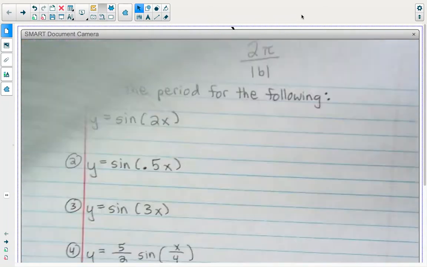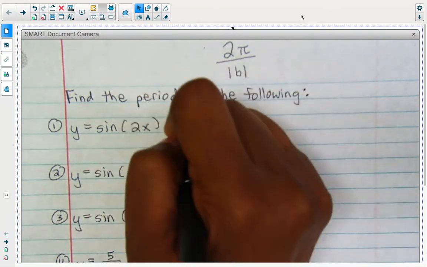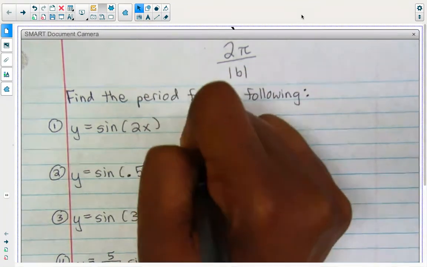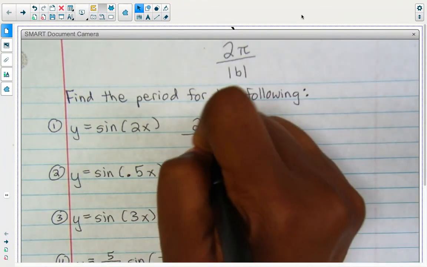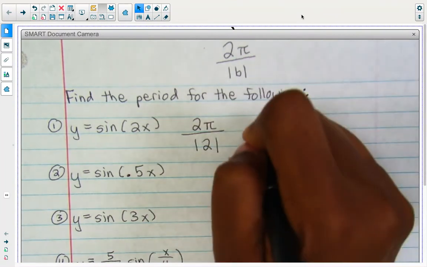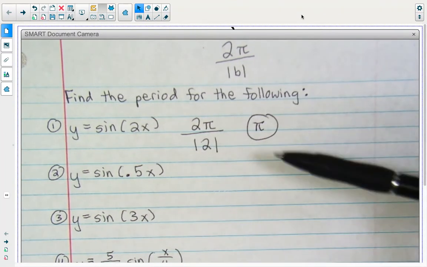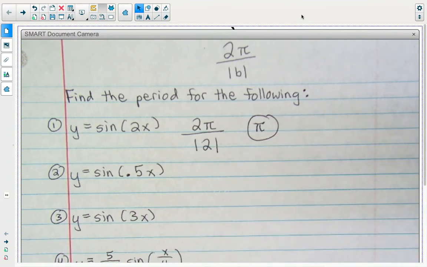So for the first one, always a good idea to write our formula down, which I have. So my formula, 2 pi is going to stay 2 pi. And I'm doing the absolute value of b. B in this problem is the number 2. You can do some mental math with this, but 2 pi divided by 2 is going to give you pi, or type it in Desmos. So this time my period is pi. So what this means is it's going to repeat every pi units. So within pi, it's going to start on the axis, go up, go through it, go down, and then go back to the axis. So my period is pi.